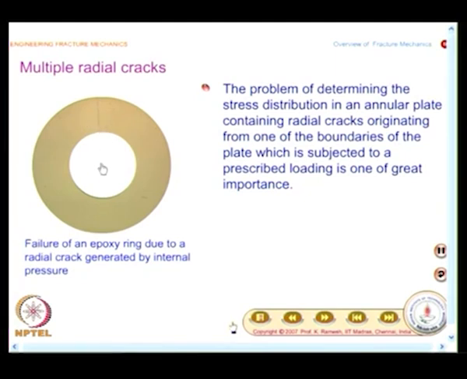So, this gives a confirmation that when you have internal pressure you could have cracks developing radially. In fact, a study was conducted to see when you have multiple cracks how the cracks interact in a pressure vessel. We would see that.